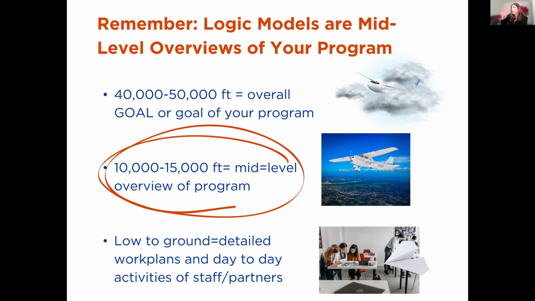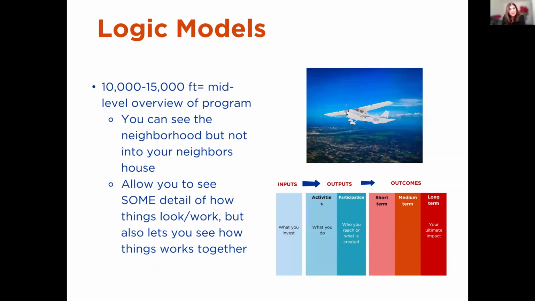So a good way to think about this using our plane analogy, right, is when you are at about 10,000 to 15,000 feet, you can see your neighborhood, you can see your community, but you can't see inside your neighbor's house. This is exactly what we're aiming for with our logic model. Do not put every detail of your program on there. Do not put every process within your program on there. This generally needs to fit on a page. So you need a general overview.